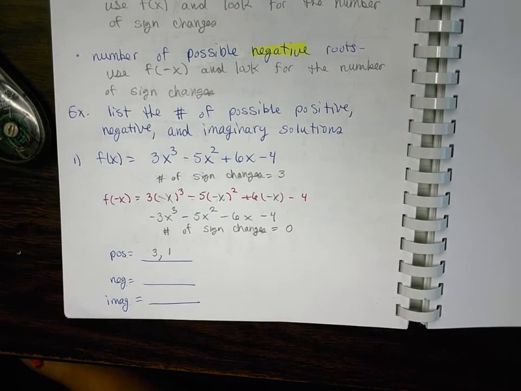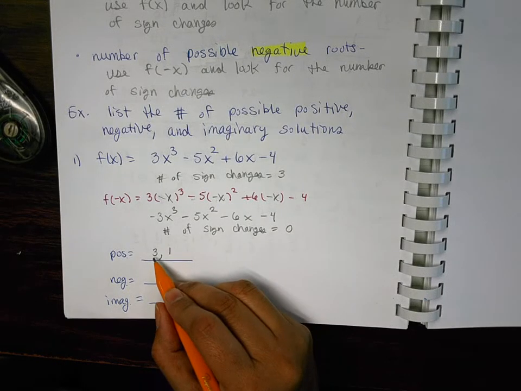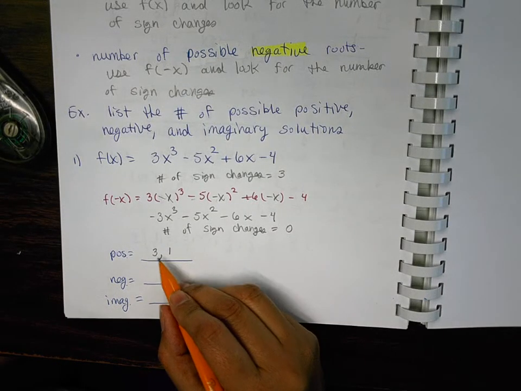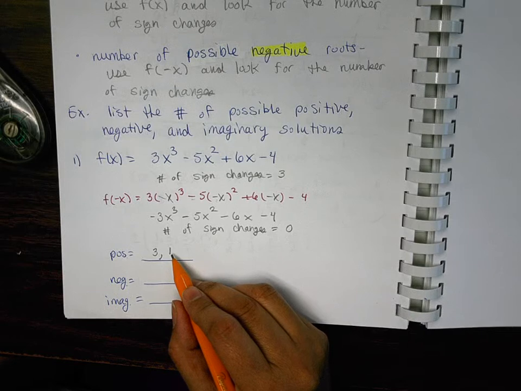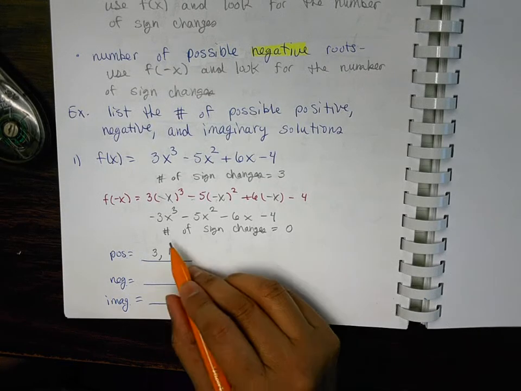What's 3 take away 2? 1. Now if I take away 2 again, we'll end up on the negative side, and I don't want negative. So 3 and 1 is the only possibility. So they're either going to all be positive, all 3 of them, or only 1.